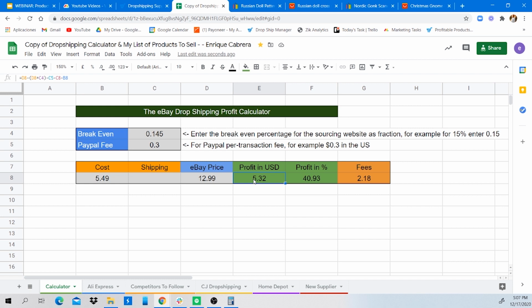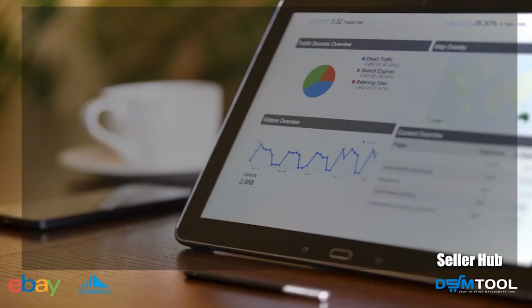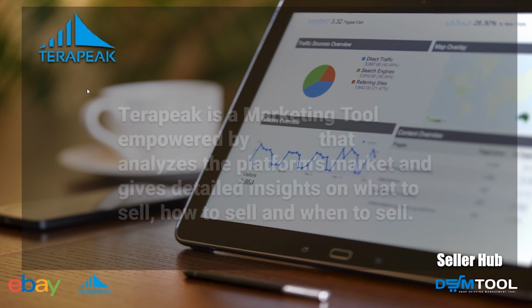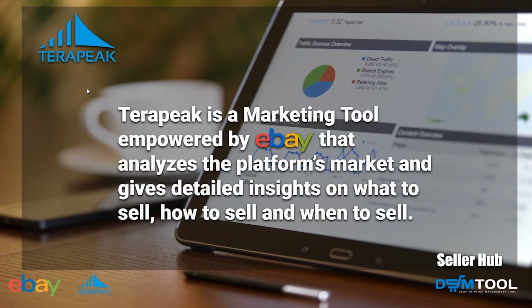Now let's head over to market niche research. When it comes to market niche research, we need a tool, and eBay actually has an awesome tool called Terapeak. So what is Terapeak? Terapeak is a marketing tool empowered by eBay that analyzes the platform's market and gives you detailed insights of what to sell, how to sell, and when to sell.